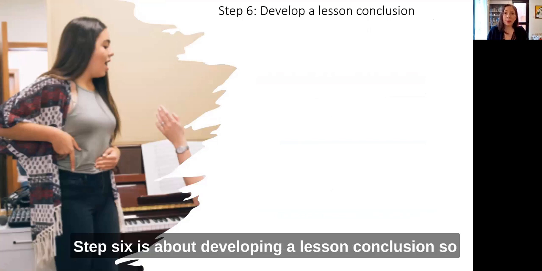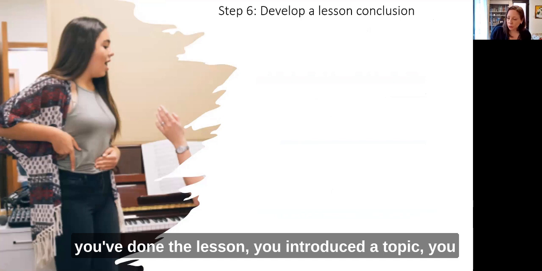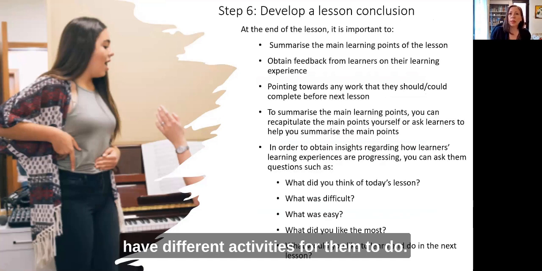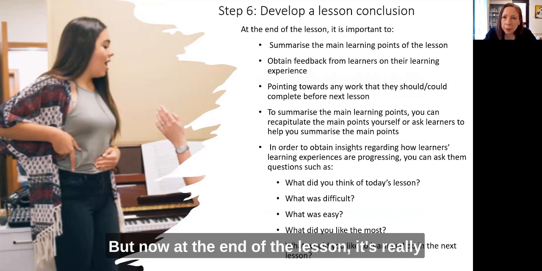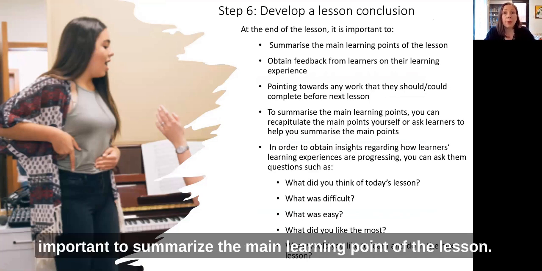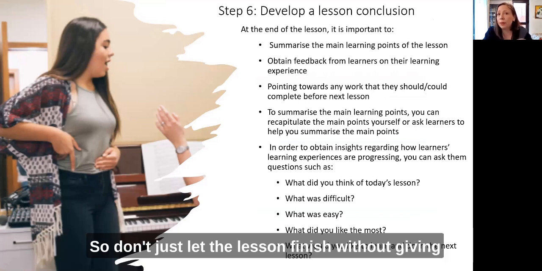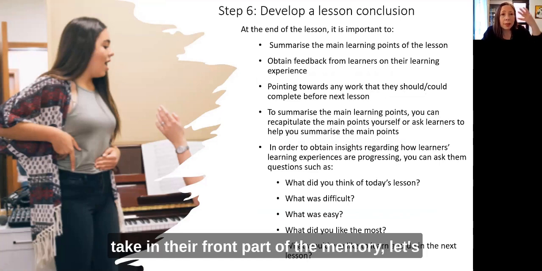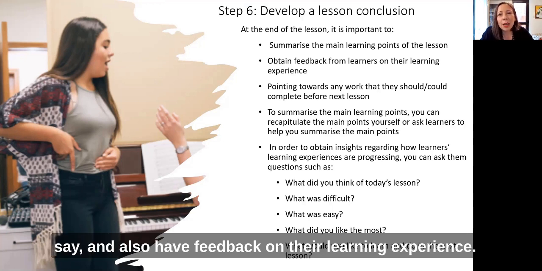Step 6 is about developing a lesson conclusion. So you've done the lesson, you introduced the topic, you had different activities for them to do. But now at the end of the lesson, it's really important to summarize the main learning points of the lesson. So don't just let the lesson finish without giving them a summary of main points that they can take in their front part of the memory, let's say. And also have feedback on their learning experience.